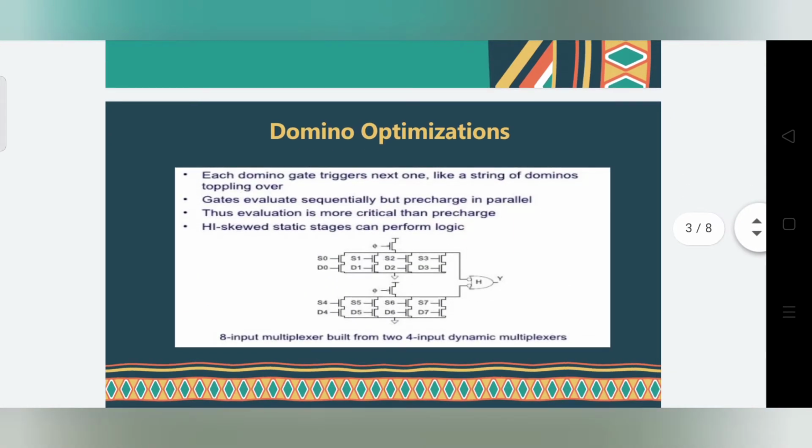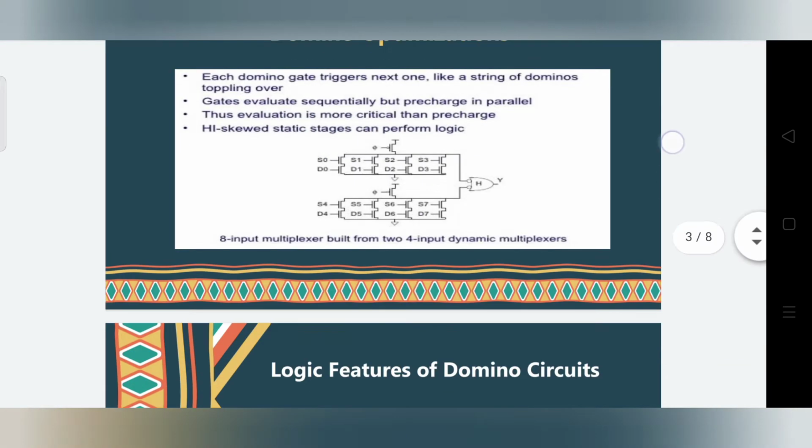Here are the domino optimizations. Each domino gate triggers the next one, like a string of dominoes toppling over. Gates evaluate sequentially but pre-charge in parallel. Thus, evaluation is more critical than pre-charge. High-skewed static gates can perform logic. These are the skewed and domino gates used to perform the 8 input multiplexer built from 2 input dynamic multiplexers.